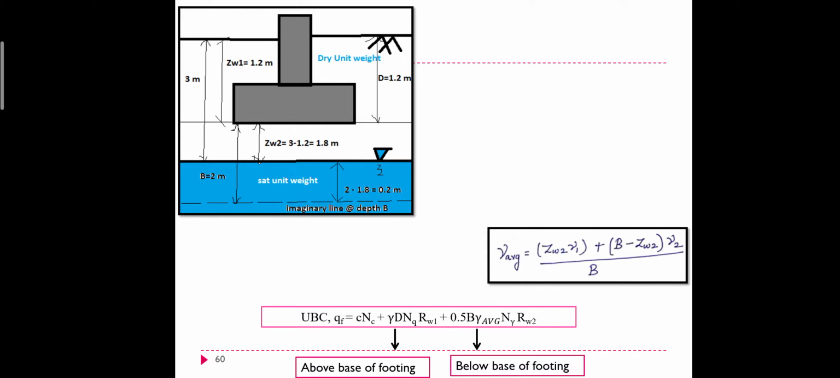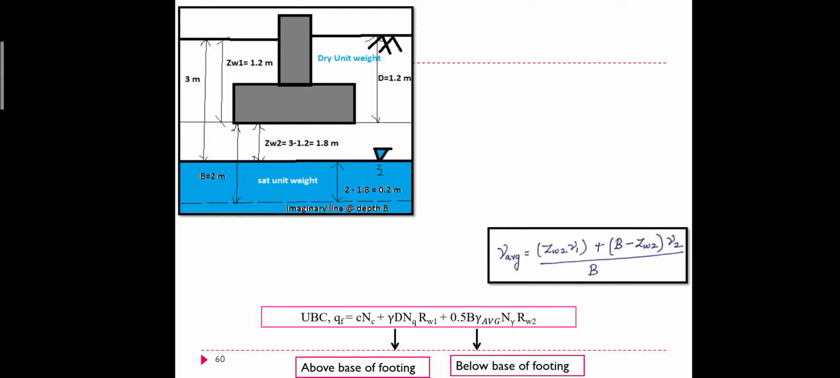The water table is drawn at 3 meter from the ground level. You can see in the picture, the white portion is dry unit weight and the blue color is the water with the soil, so that is the saturated unit weight. I have marked the saturated unit weight. From the picture itself you can get what is ZW1.